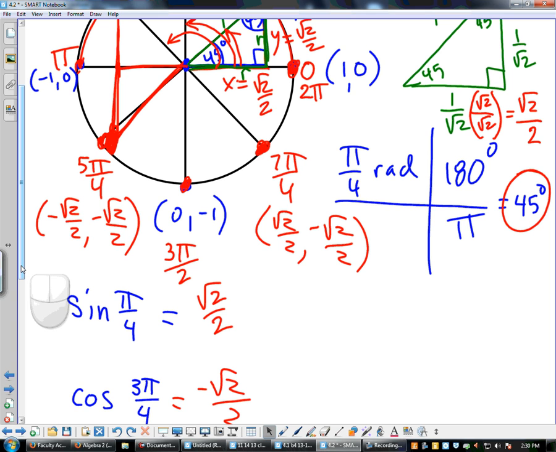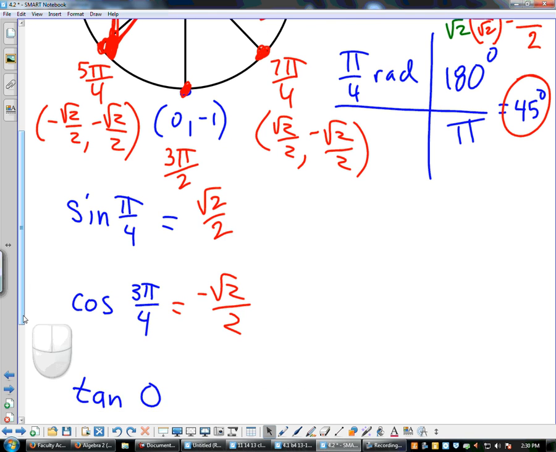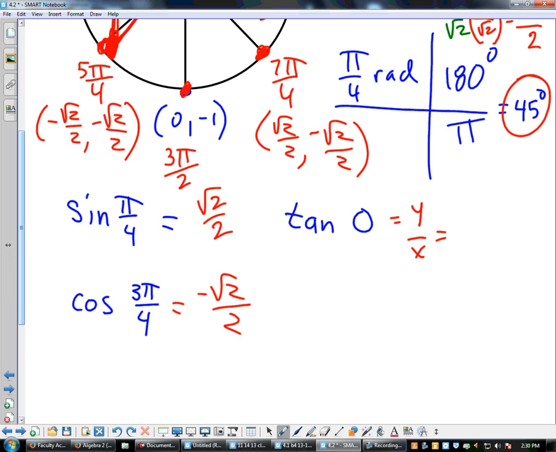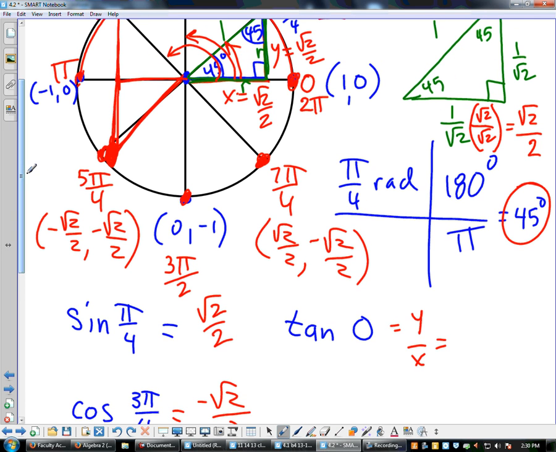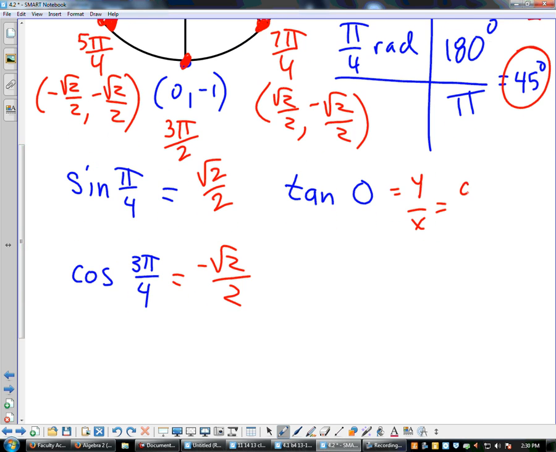All right, what about the tangent of 0? I hear 0, I hear undefined. Tangent is the what over what? All right, so let me slide this over here. The tangent is going to be the y coordinate over the x coordinate. The ordered pair at 0 is 1, 0. This is your x, that's your y, so I need 0 over 1, which is 0. Are we okay with this?